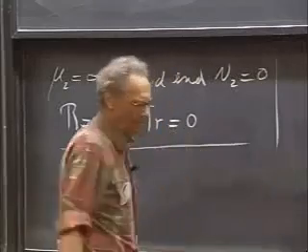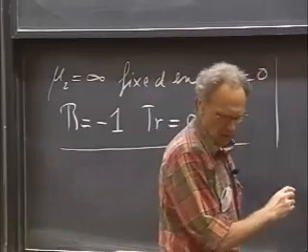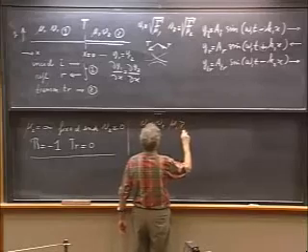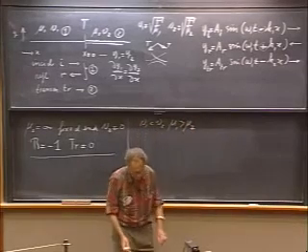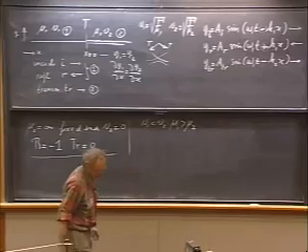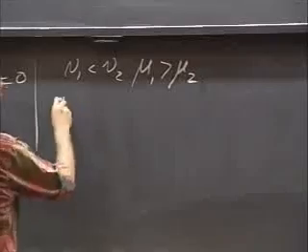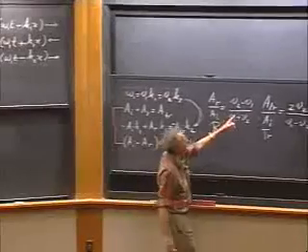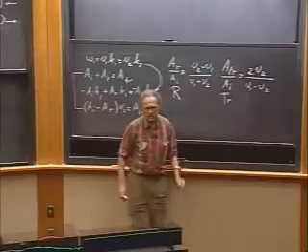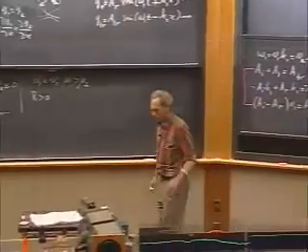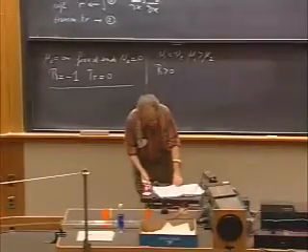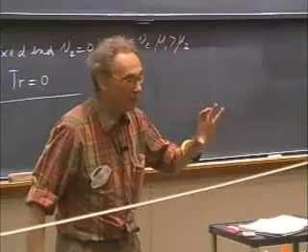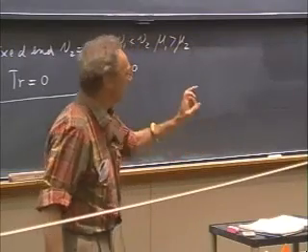Take now an example that V1 is smaller than V2. In other words, mu1 is larger than mu2. When we have a case like that, notice that R is always larger than 0. If V1 is smaller than V2, this is always larger than 0. What that means is that a mountain comes back as a mountain. Now the amplitude of the mountain will be changed, but it comes back as a mountain, because that's the plus sign.